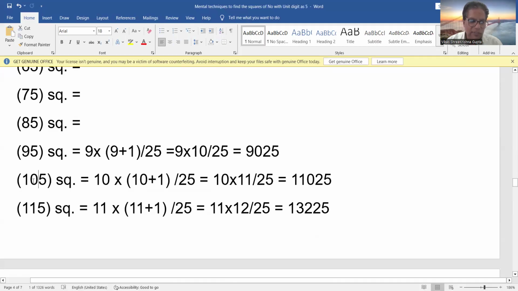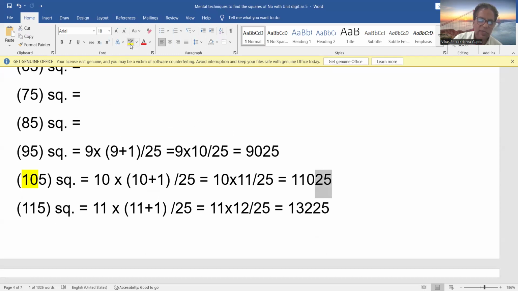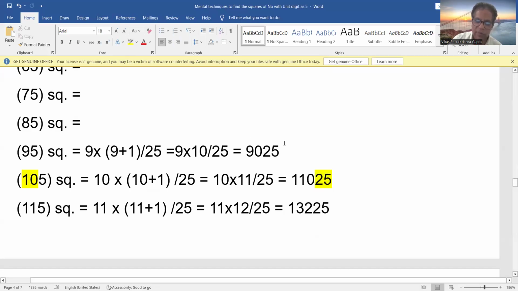In the same way, now these are three-digit numbers, like 105. But the number before 5 is 10. We have to consider the number before 5, that is 10. So what is 1 more than 10? It is 11. So 11 into 10 is equal to how much? 110, and then followed by 25. The end is always 25 because 5 square is always 25. So nothing to worry about the end digits. Just consider what number will come before 25.